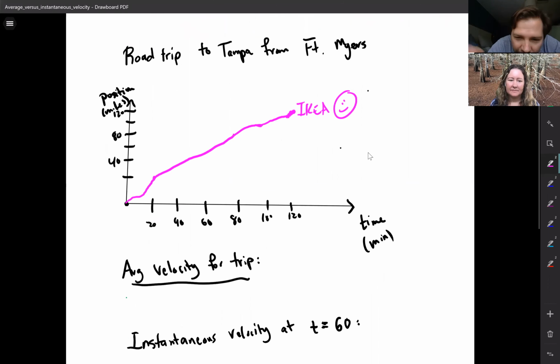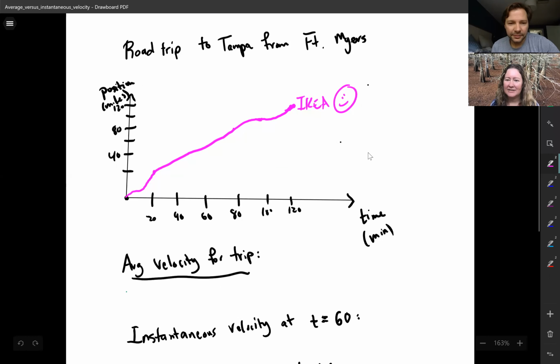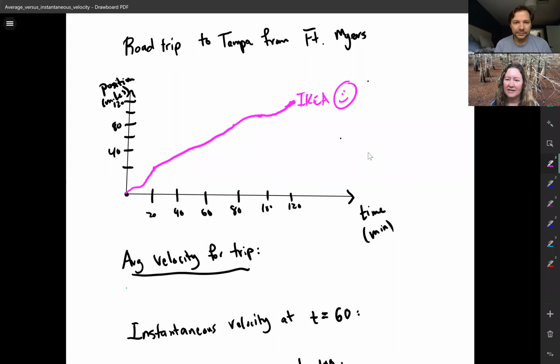I wanted to draw this slightly differently, so I'm going to delete this. Right at the 100 mile mark, you get stuck in traffic in Tampa, and then you make it a little bit further and you make it to IKEA. If you're stuck and staying still, your position is not changing. It's not decreasing. That would be if you went the wrong direction or went backwards somehow, but it's staying the same and then increasing again.